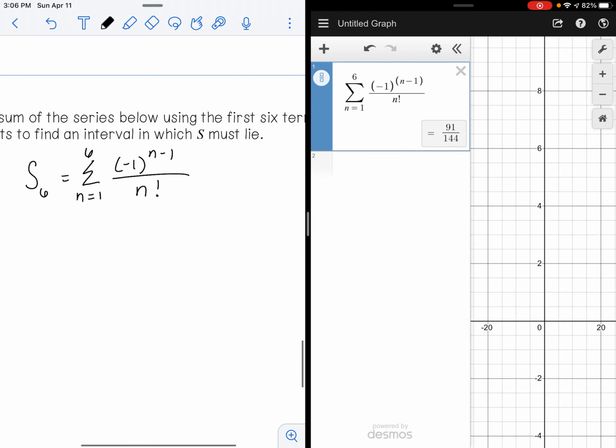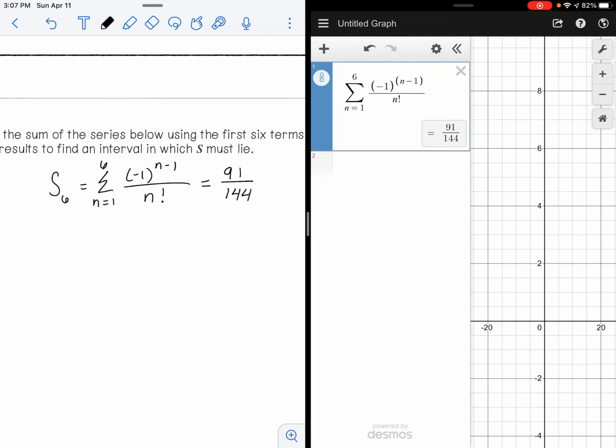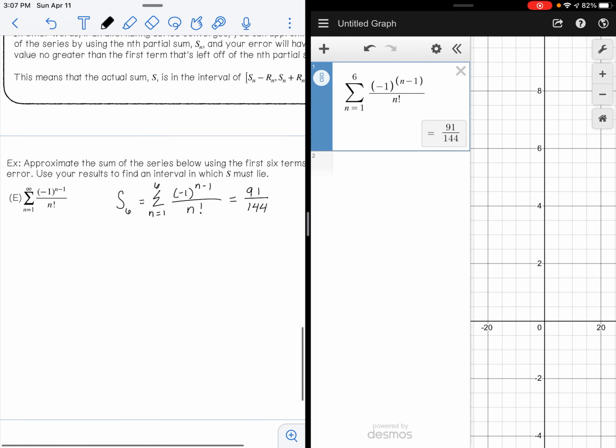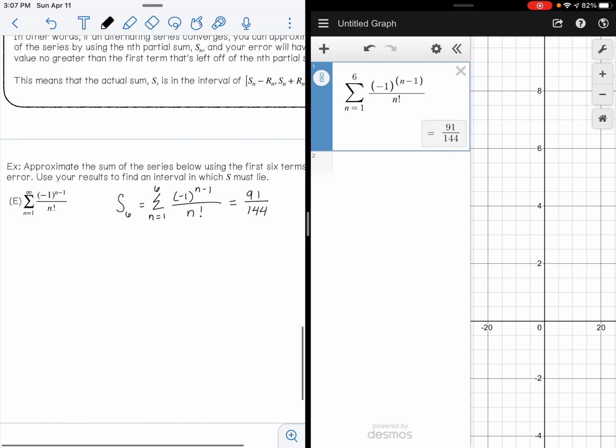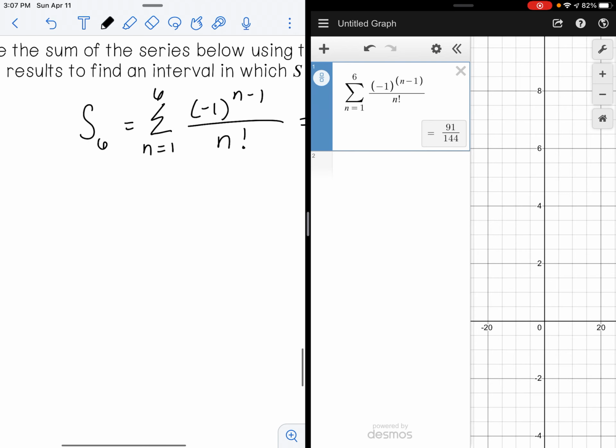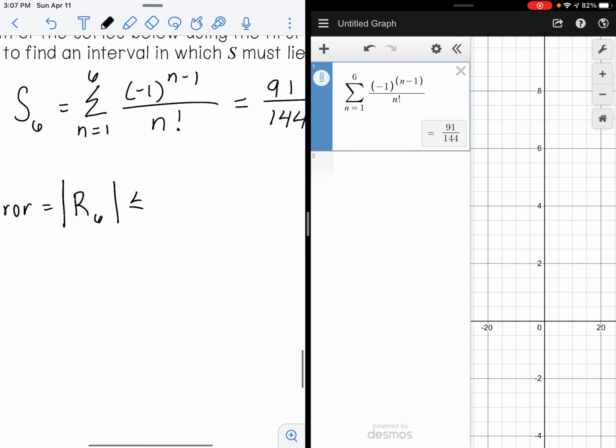Right? So this means that this is equal to 91 over 144. So that would be our approximate sum of the series. Then it says to use our result and find the error amount. So we want to find the error, which for this is going to be equal to the absolute value of r sub 6, and that has to be less than or equal to a n plus 1, in this case 7. So all I'm going to do is plug 7 in and take the absolute value.